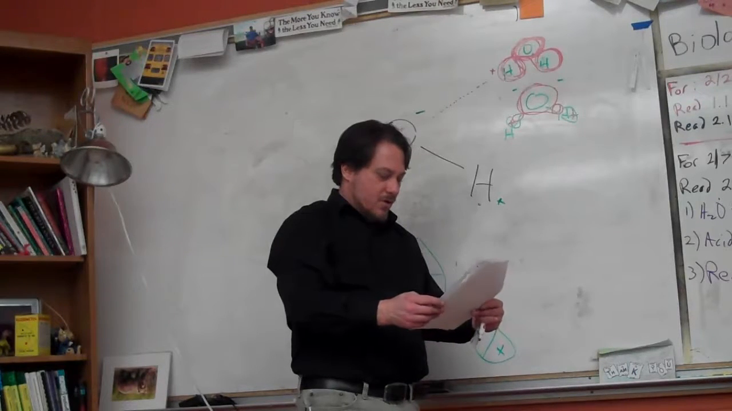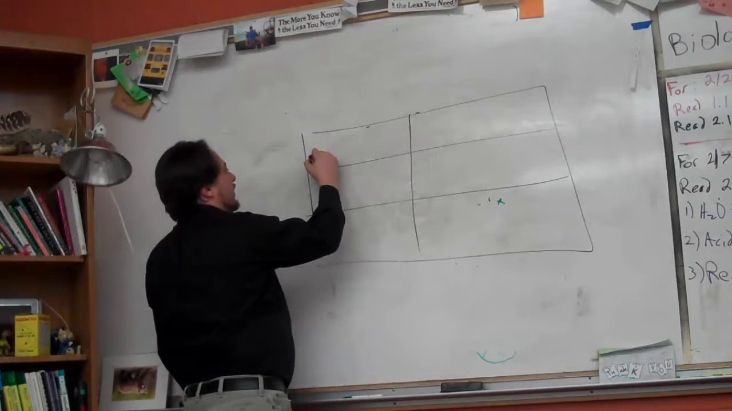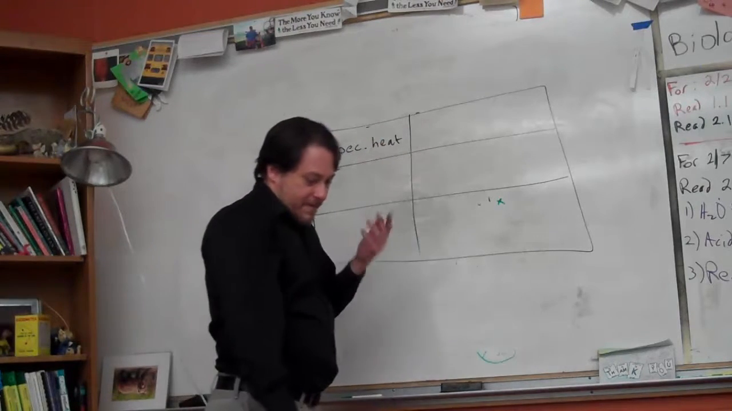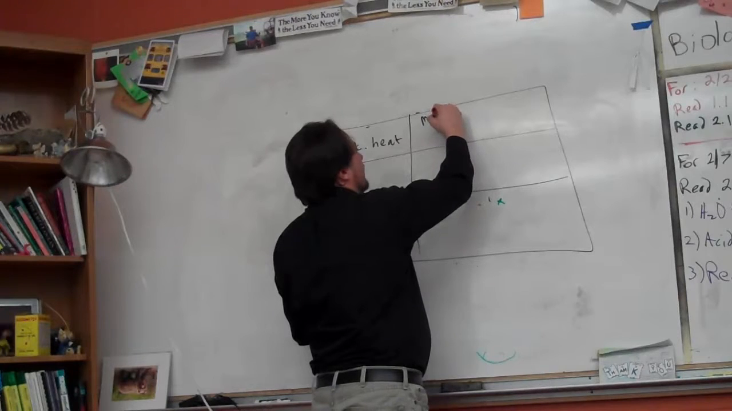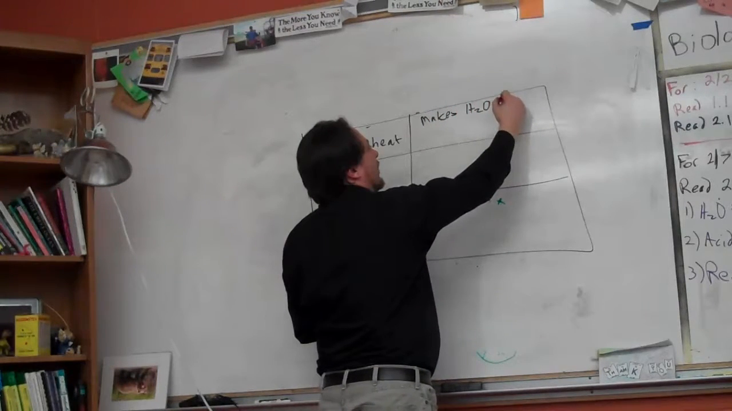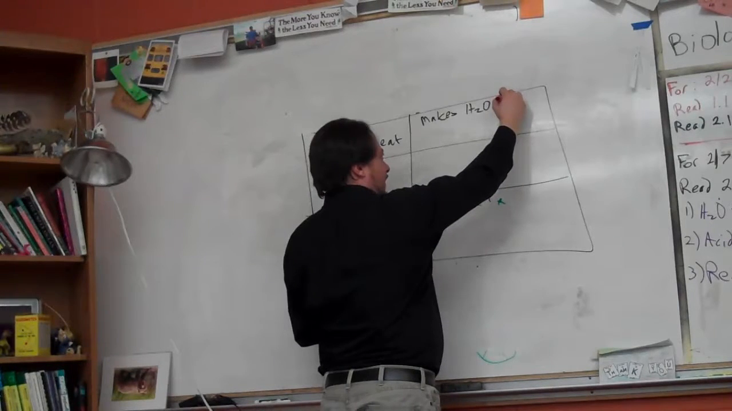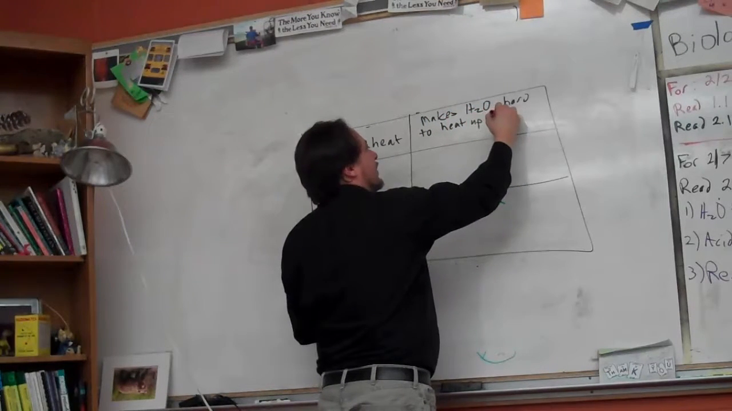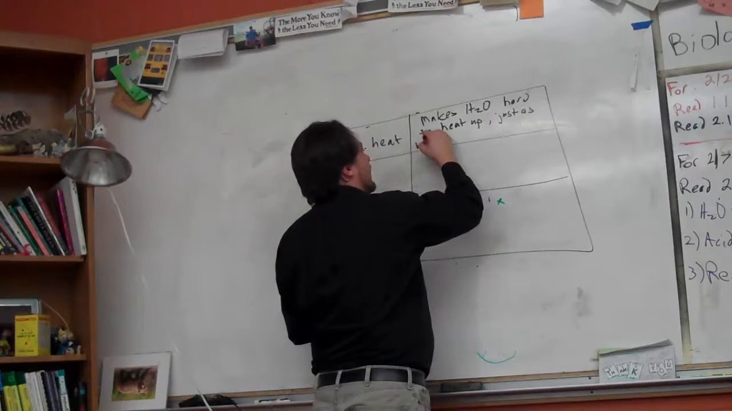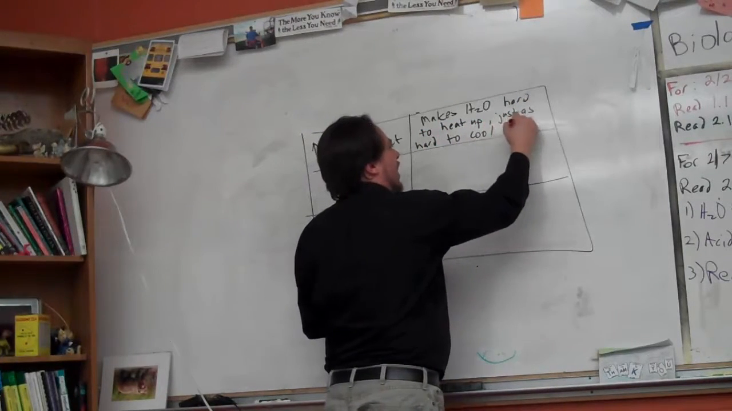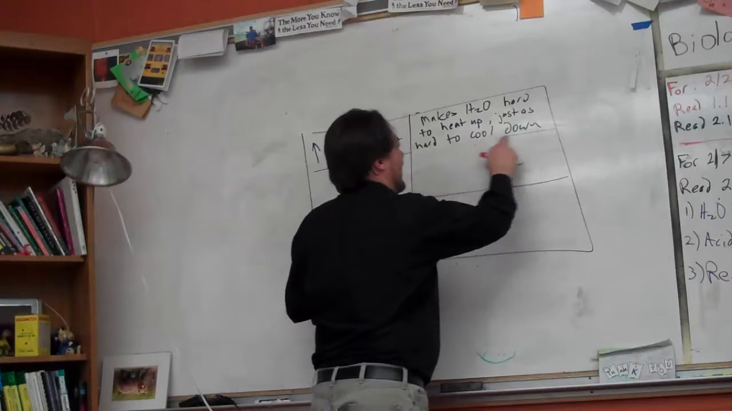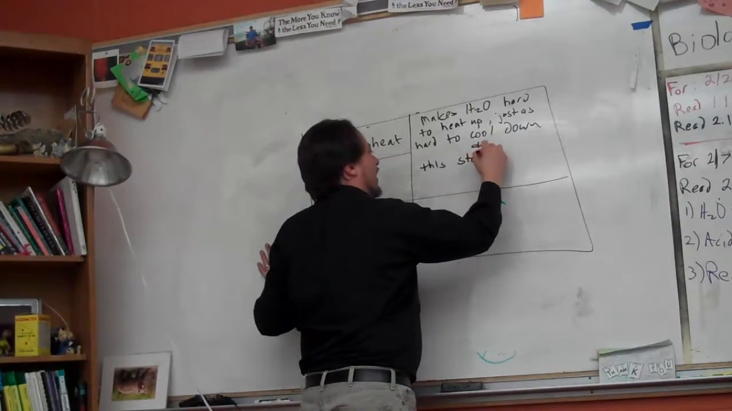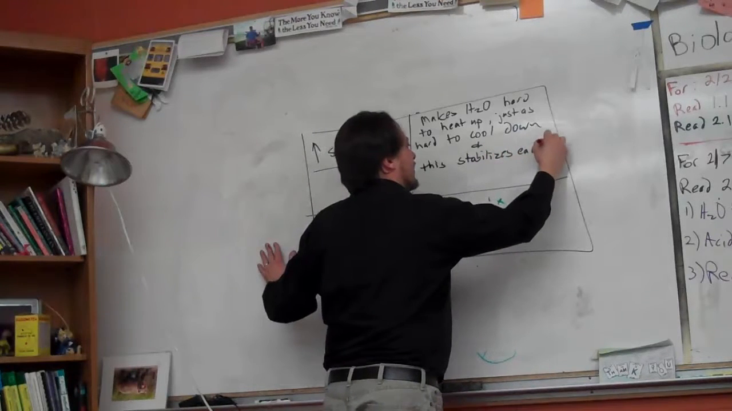Okay, so then we have this table, and one is high specific heat, and that makes water hard to heat up, just as hard to cool down. Oh, and this stabilizes Earth's temperatures.